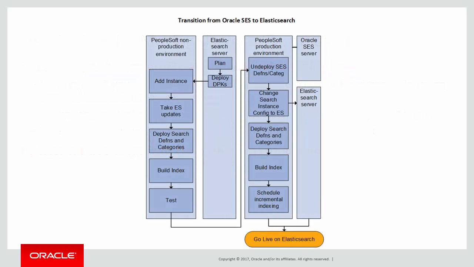This graphic shows the high-level steps to transition from SES to Elasticsearch with production downtime. Note in this example that you set up a non-production PeopleSoft environment and add an Elasticsearch instance to perform acceptance testing. After testing is complete in the non-production environment, you take down the PeopleSoft production environment while the Elasticsearch index is built before going live on Elasticsearch in production.